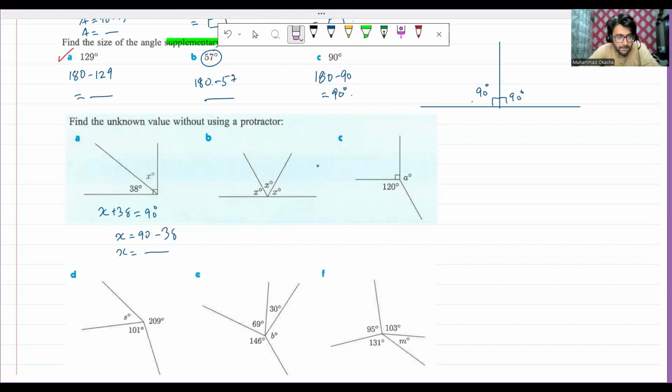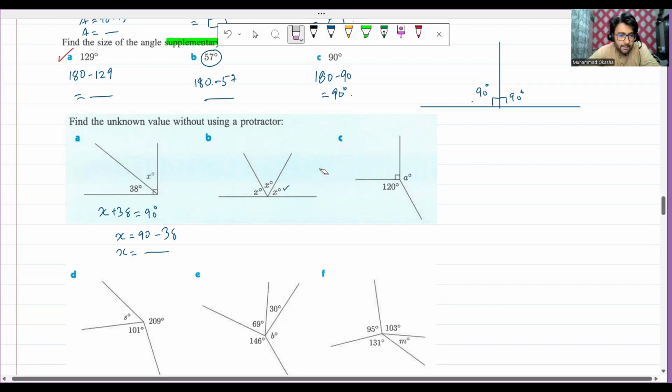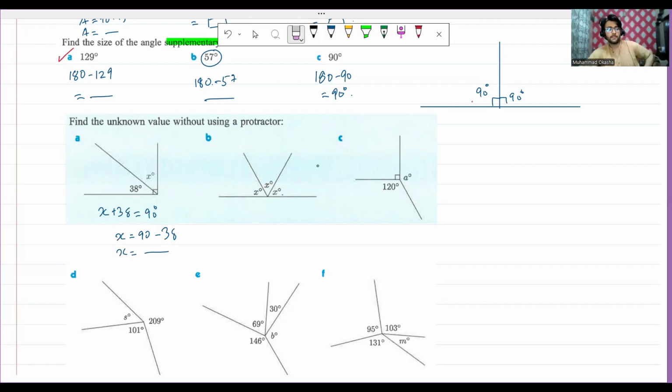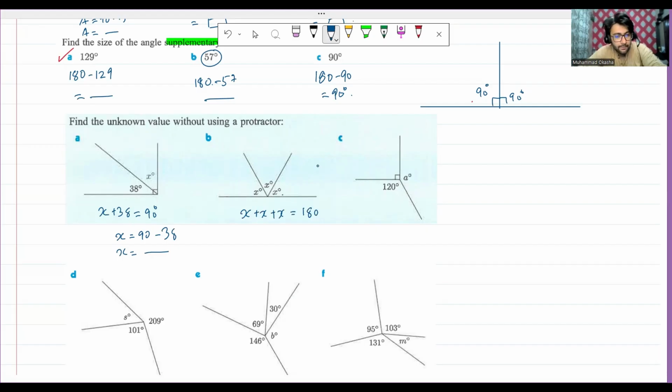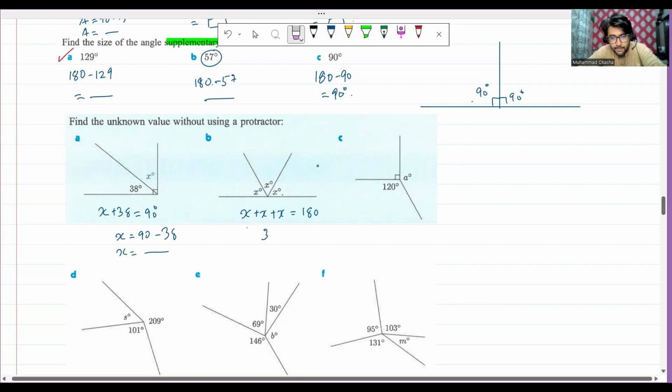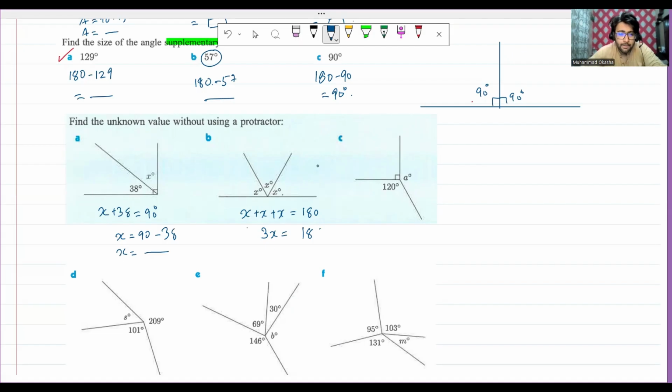Now, this may sound confusing, but take a look. This is x, this is x, this is x, right? I do not know what these values of x are, but what I do know is that they're all the same, right? So if I add x plus x plus x, they all should add up to give 180 degrees, right? So if you add three x's, you're going to get 3x. I'm sure you've done this in algebra. X plus x plus x, do not make it x cubed, it's actually 3x. 3x equals 180, x is going to be 180 divided by 3, which is 60 degrees.